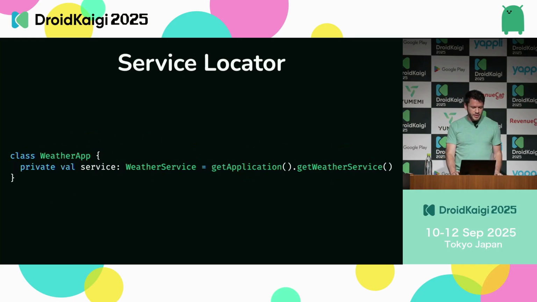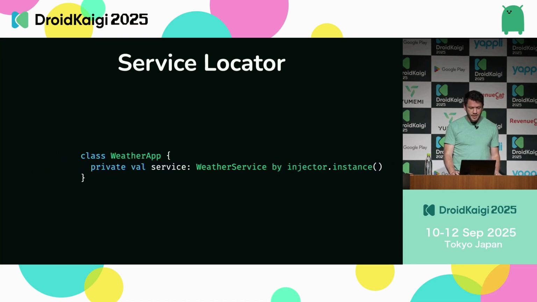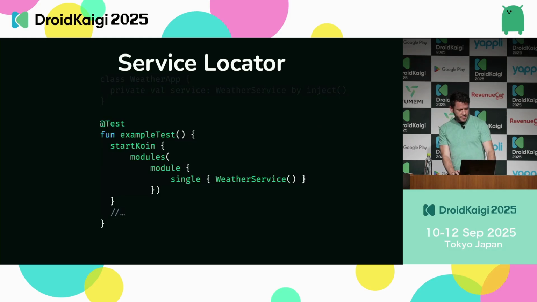So maybe we use a service locator. Could be as simple as get application get weather service. Get application in this case could really be any service holder. Replace this with by injector.instance or by inject, or the locator service of your choice. Locators are still hard to test, though, because you do have to backdoor it in somewhere. And what's worse is they are only validated at runtime if they're validated at all.